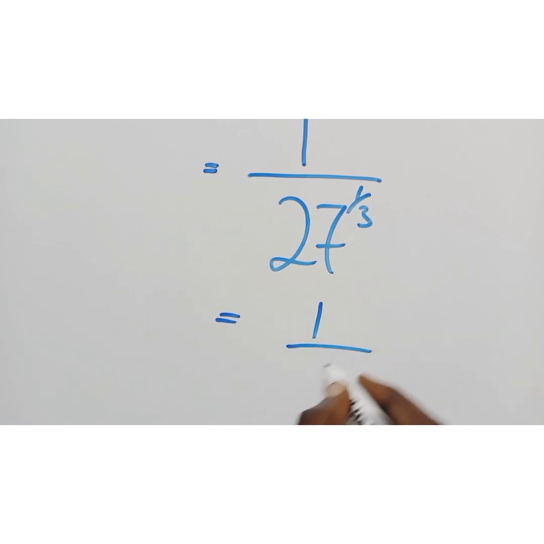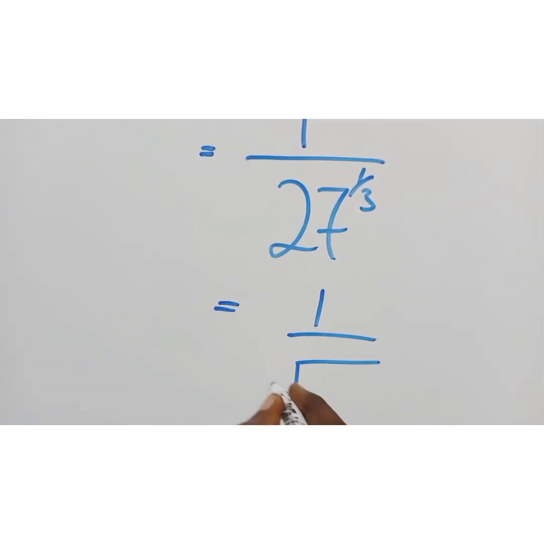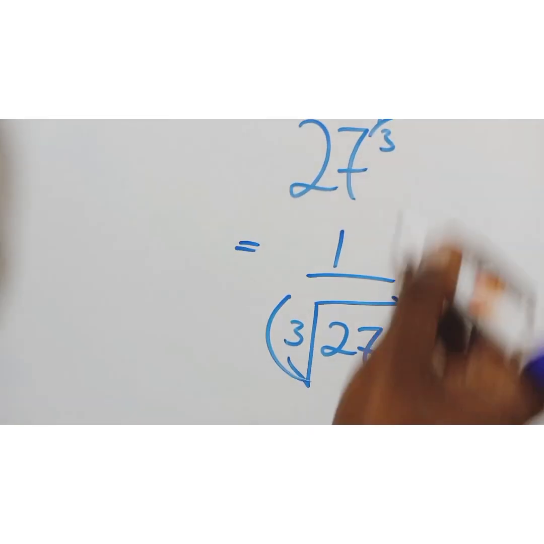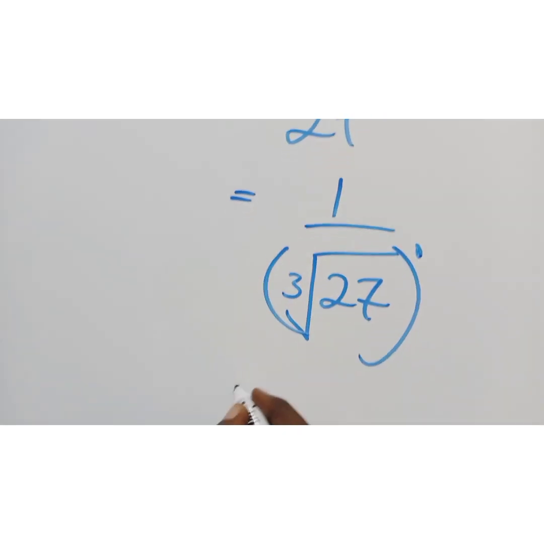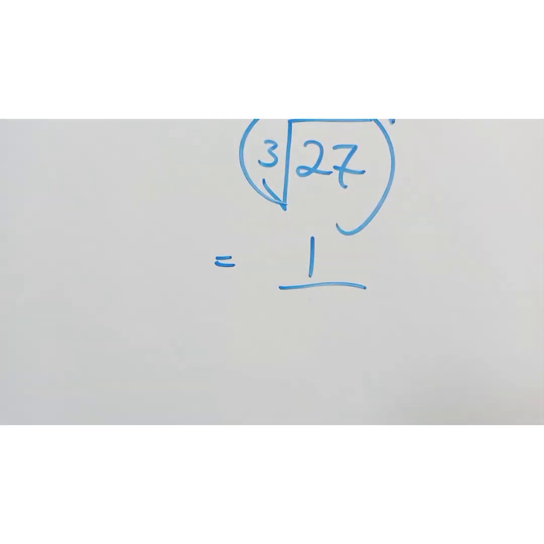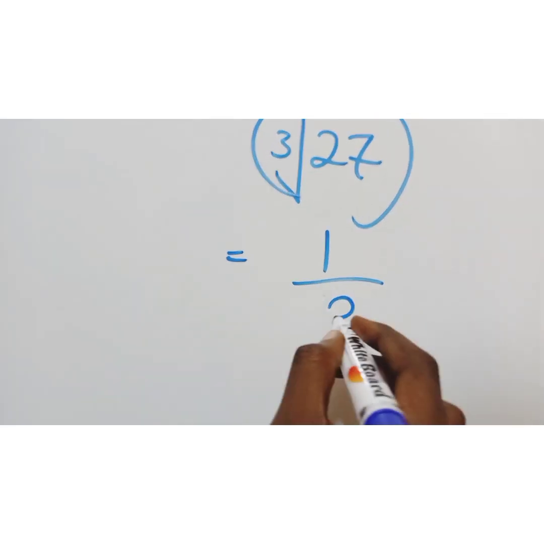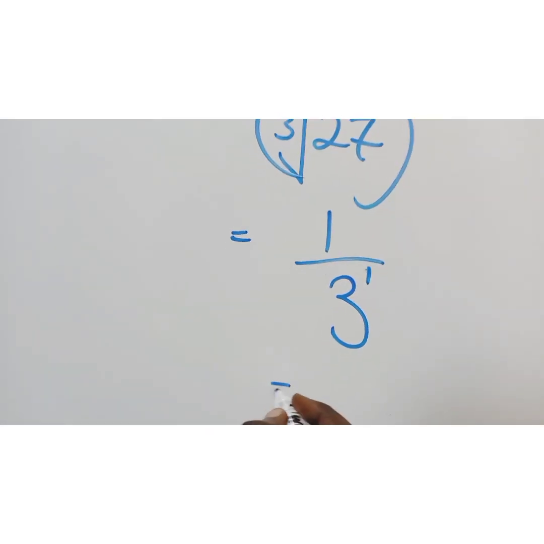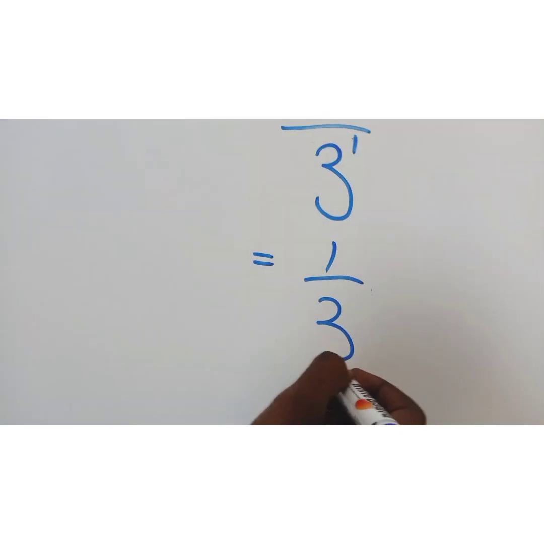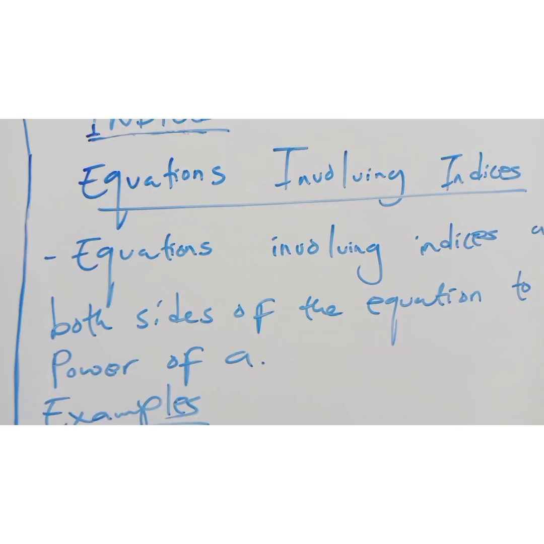We have 1 over, this is 3, means cube root. So cube root, cube 3, 27. And then you see this one, it's this one here. So you have 1 over, cube root means what number if you multiply it by itself 3 times will give you 27. That's 3. Then we have your 1 here. So final answer is 1 over 3. Yeah?